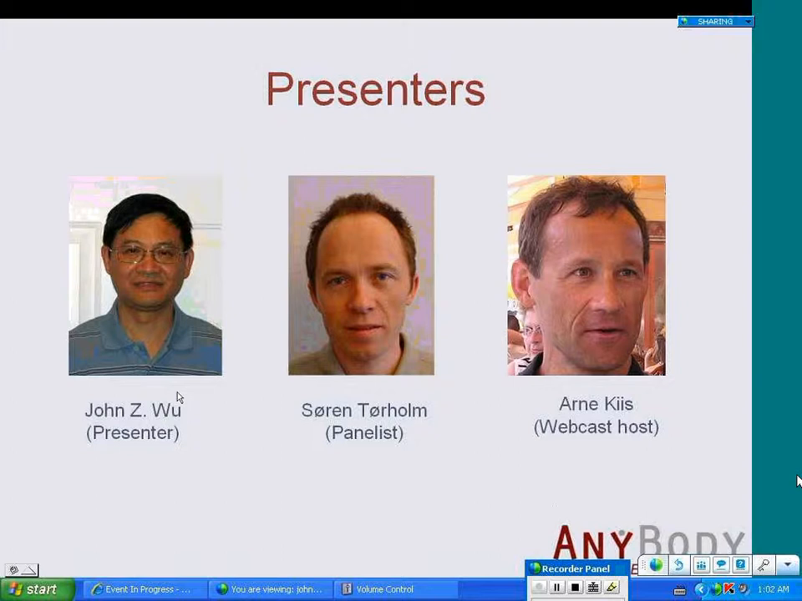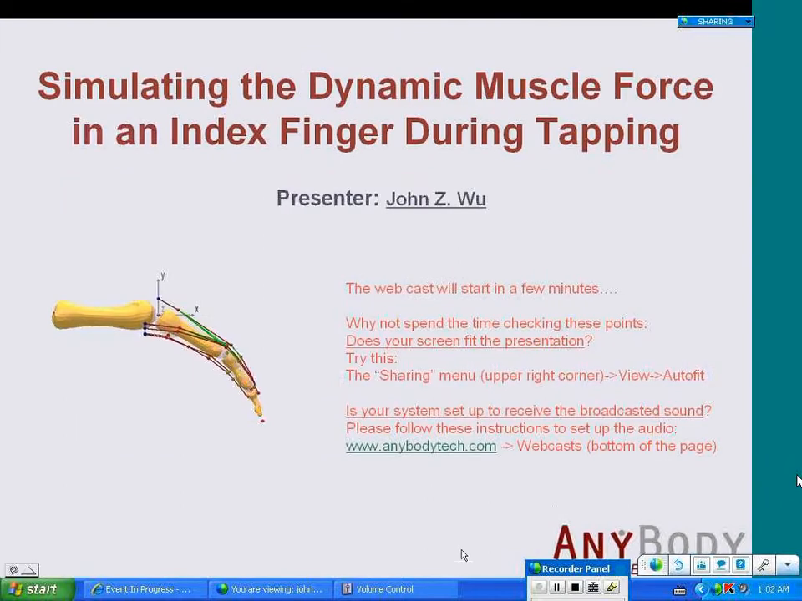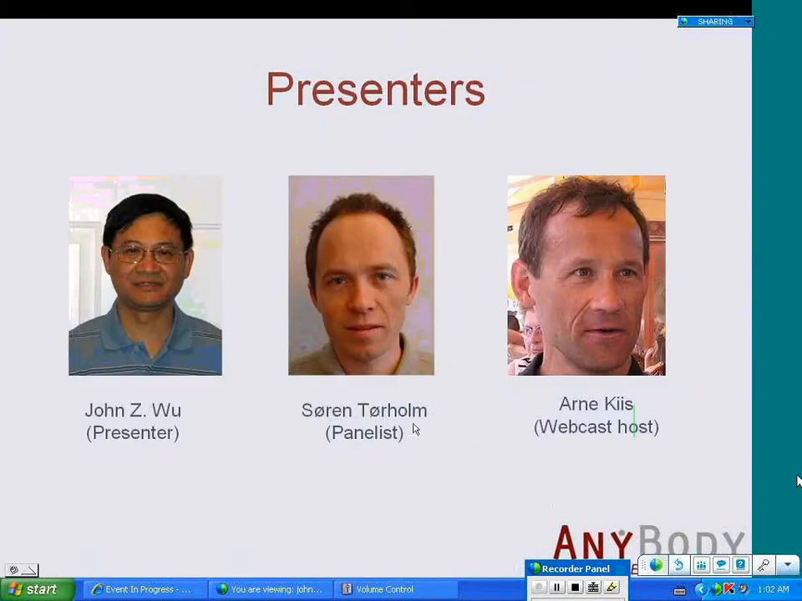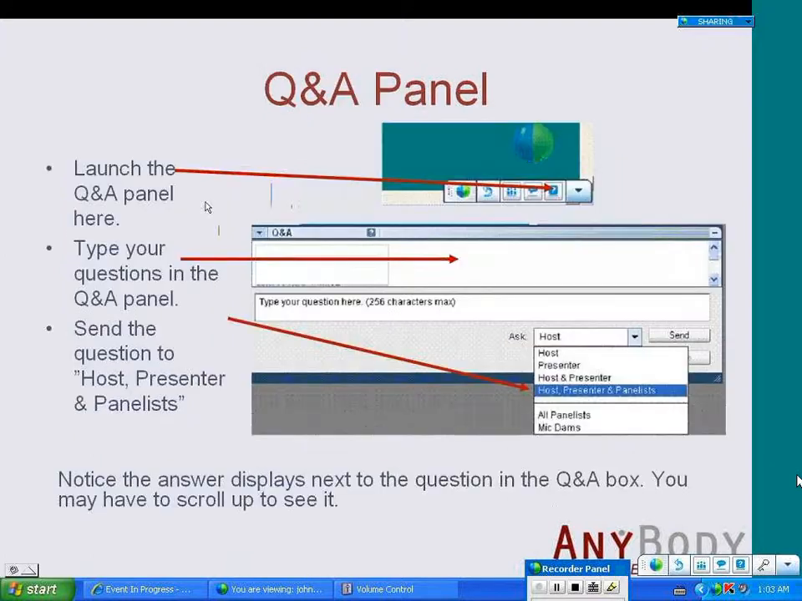My name is John Wu, the left guy. I'm the presenter for today's broadcast. The right is the broadcast host. In the middle is the foreign form. He is the panelist. He will help to answer.